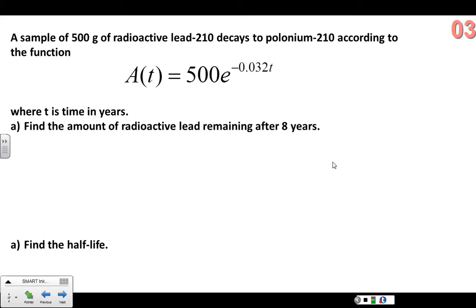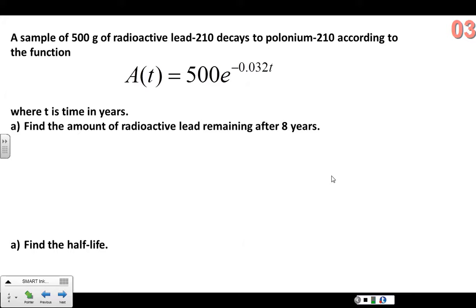This is a decay problem. It says a sample of 500 grams of radioactive lead-210 decays to polonium-210 according to the function A of t equals 500 e to the negative 0.032t. This is a decay problem because your constant is a negative number, where t is the time in years. Find the amount of radioactive lead remaining after 8 years.